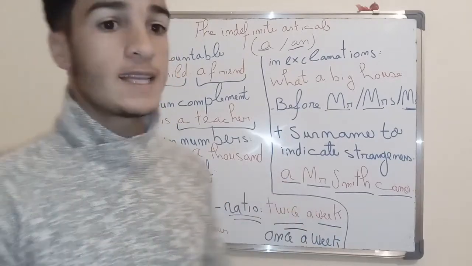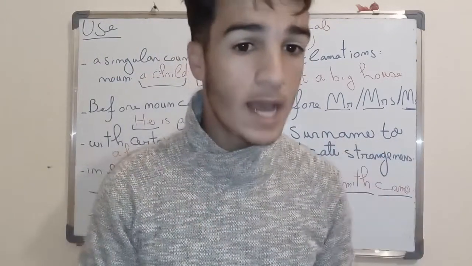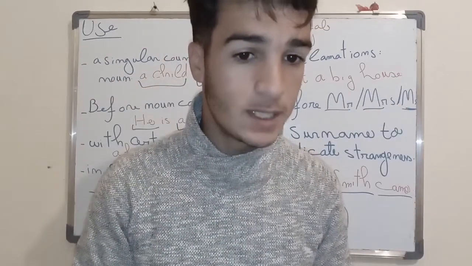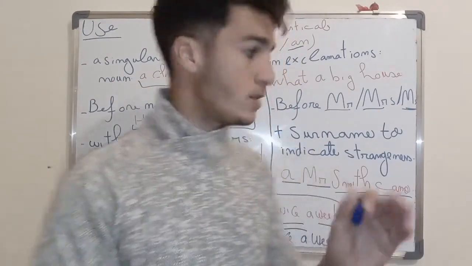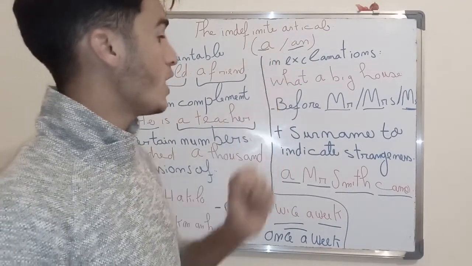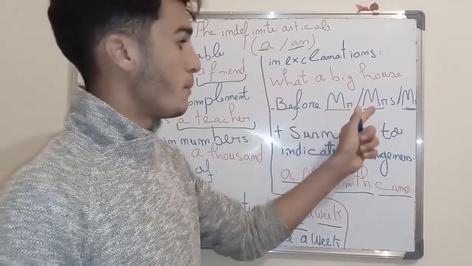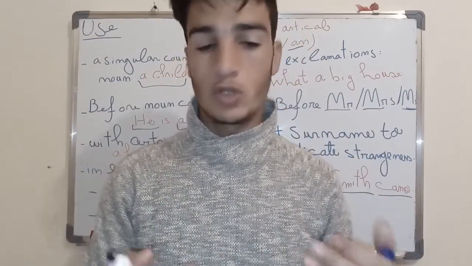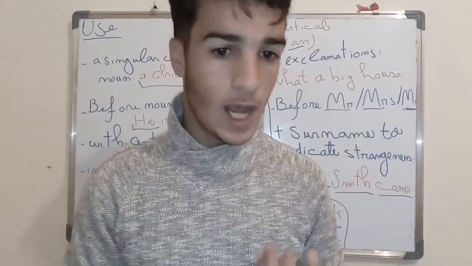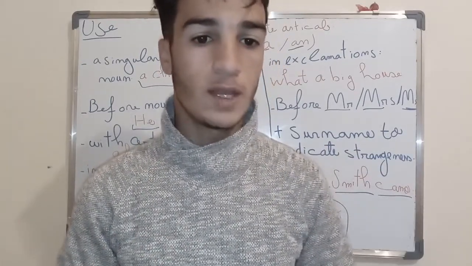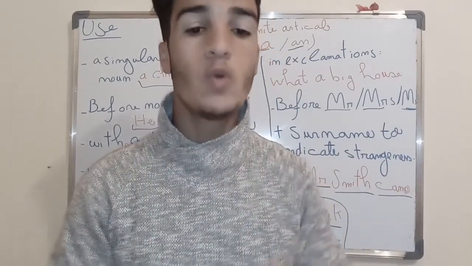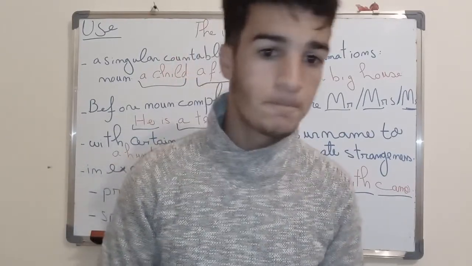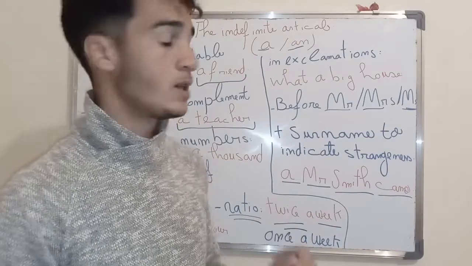So here we say a Master Smith came. This A means that I have never known or I have never met that Master Smith. I have for the first time seen this Master Smith. So A, or the indefinite article, before master, miss or miss plus family name indicates that the person we're talking about is strange to us, is strange to the speaker. The speaker doesn't know who that master, miss or miss is. Okay? I think that's all.